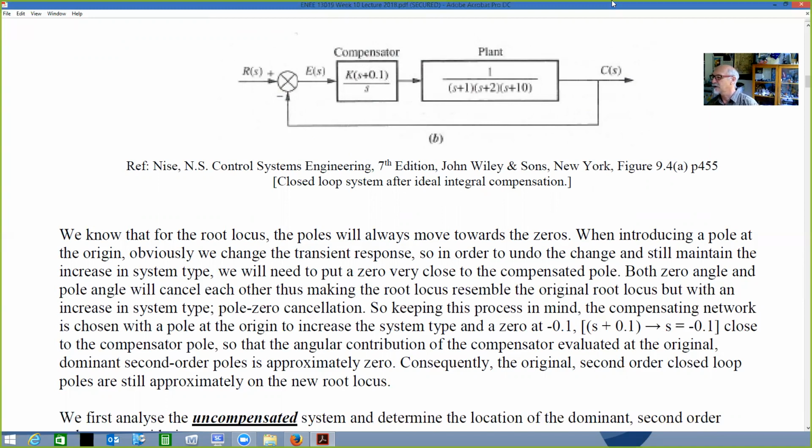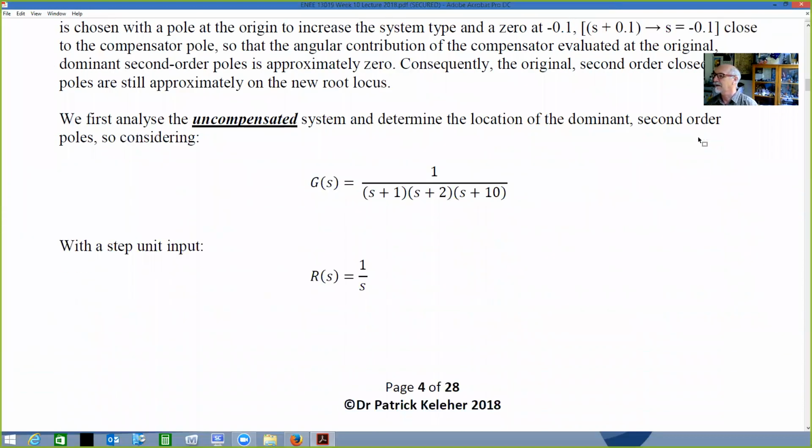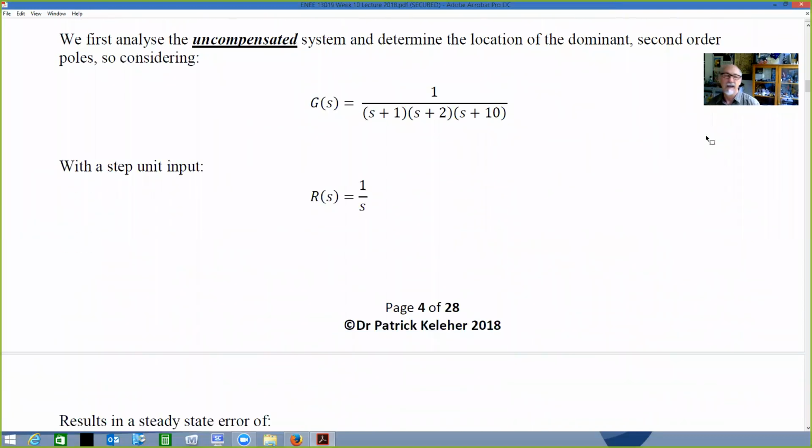Now, that's chosen close to the compensator pole so that the angular contribution of the compensator evaluated at the original dominant second order poles is approximately 0. Consequently, the original second order closed loop poles are still approximately on the new root locus. So we're going to go back and begin the process by first analyzing the uncompensated system and determining the location of the dominant second order poles.